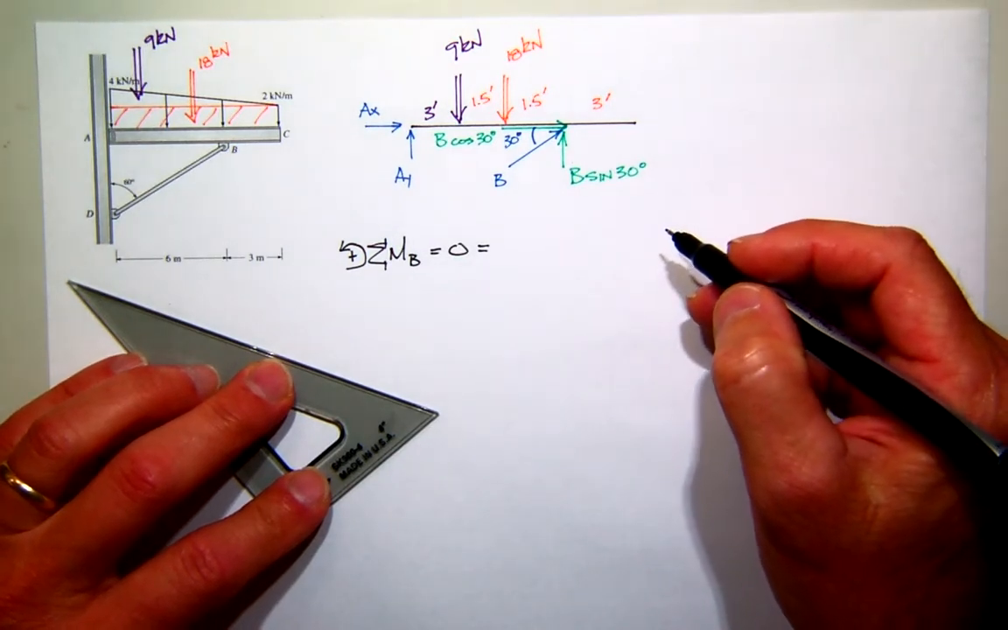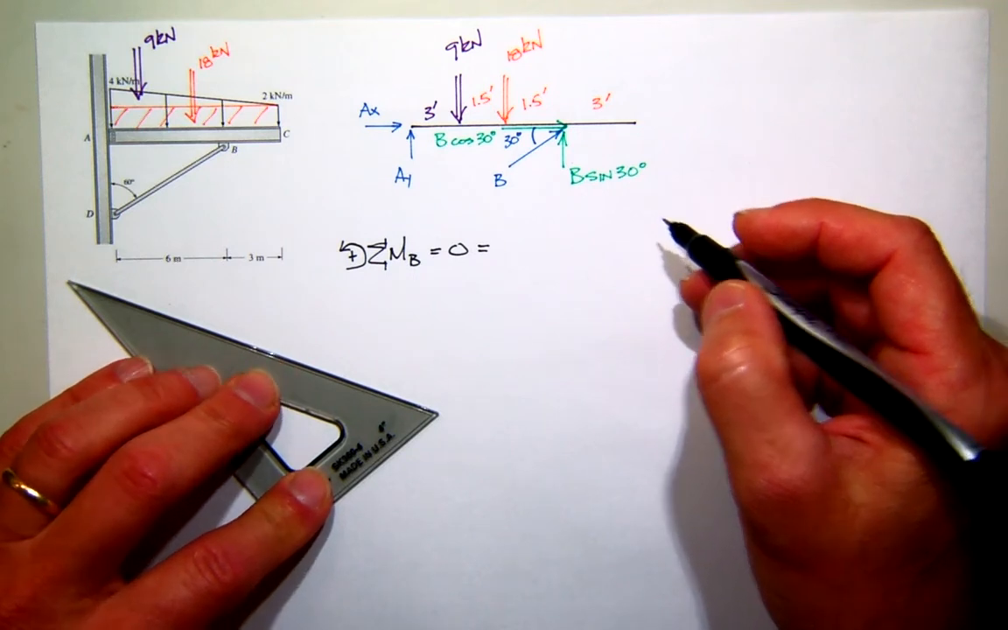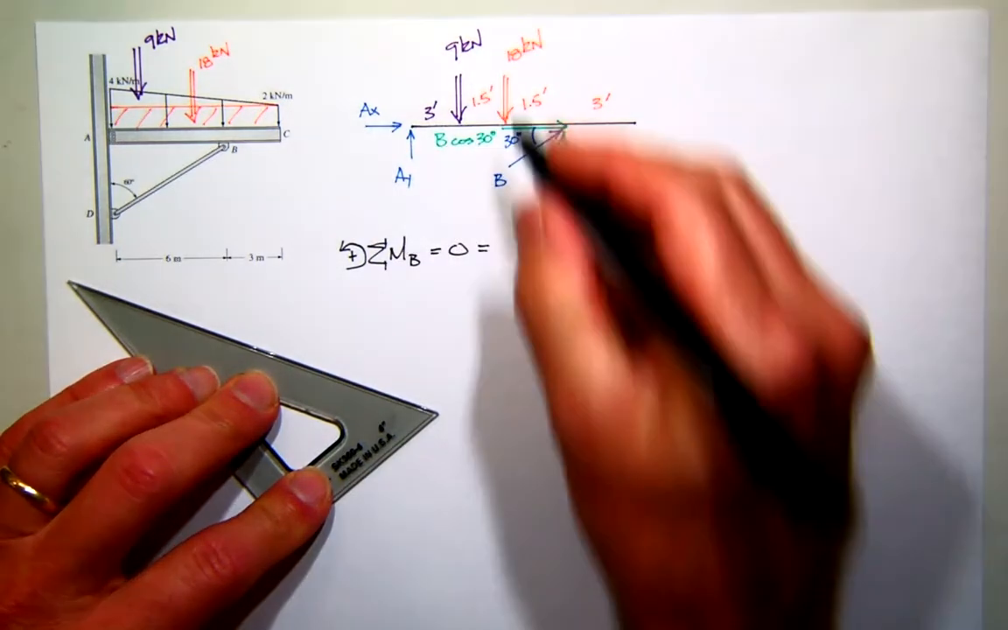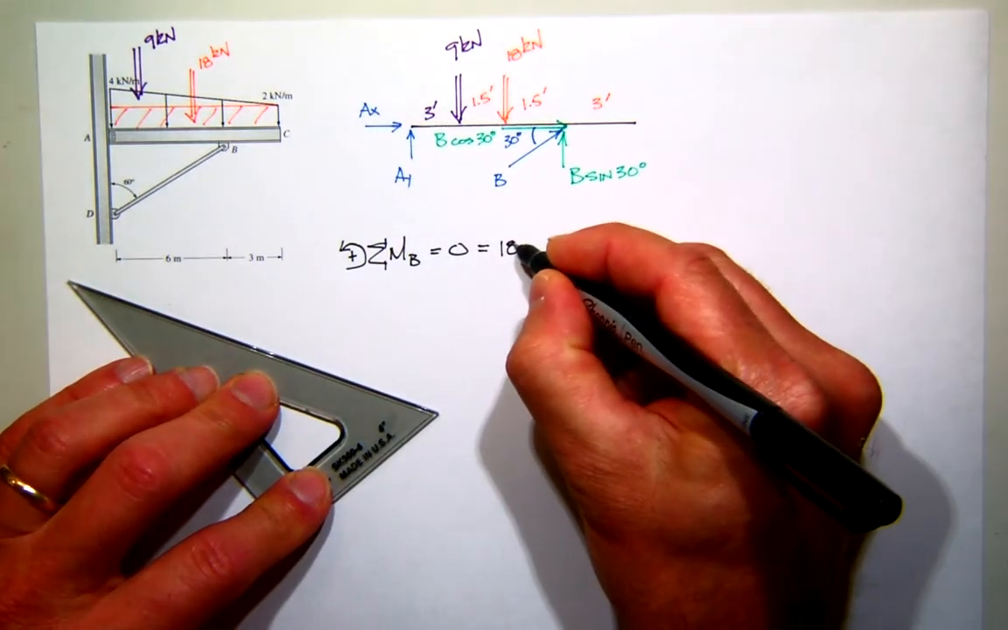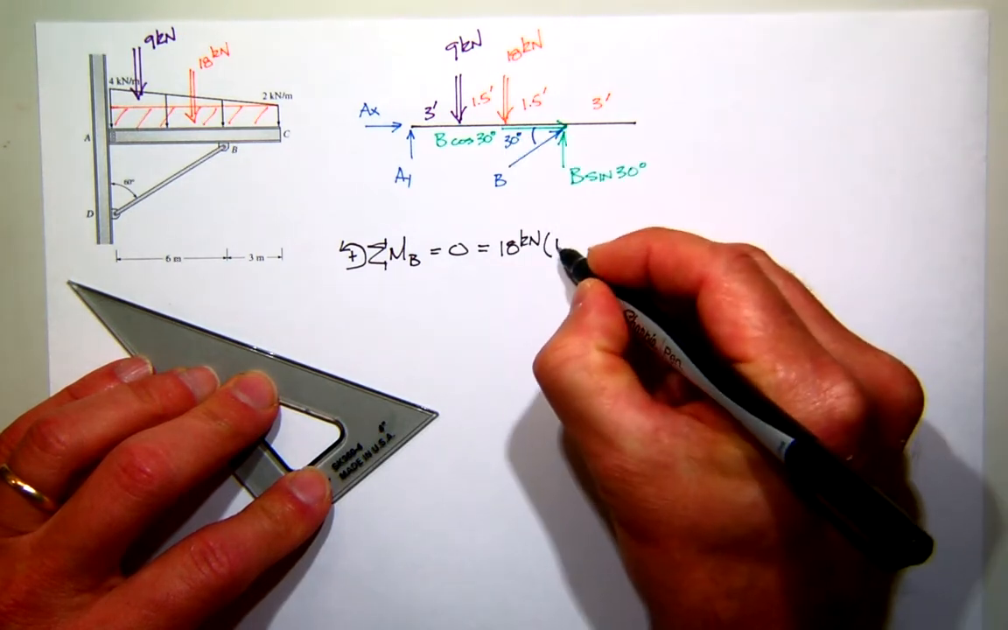It's 50-50, positive or negative. Positive. I like positive. I think that's the best answer, because they are going counterclockwise around it. So starting with the first one, I have 18 kilonewtons, and it has a moment arm of 1.5 meters.